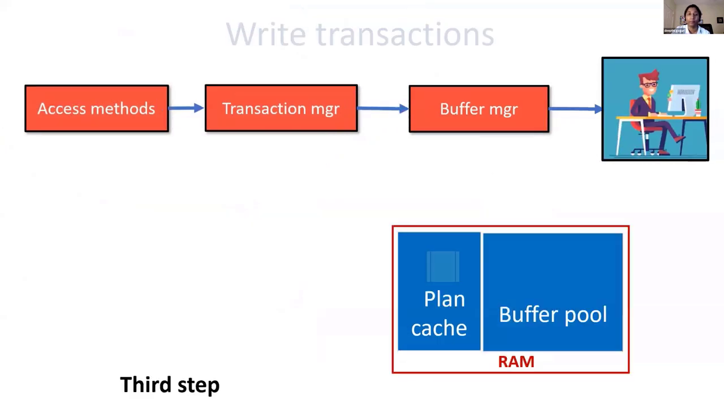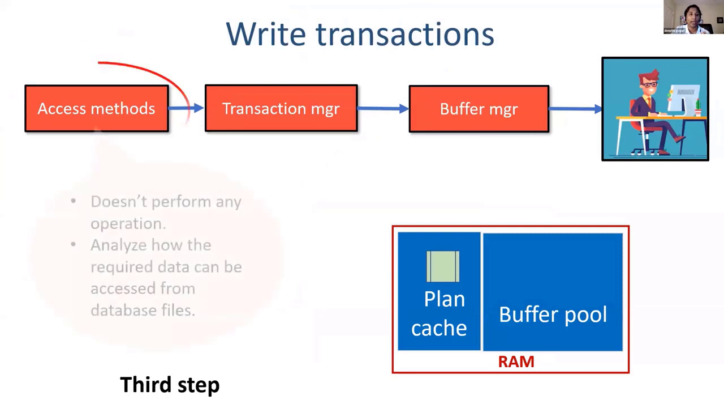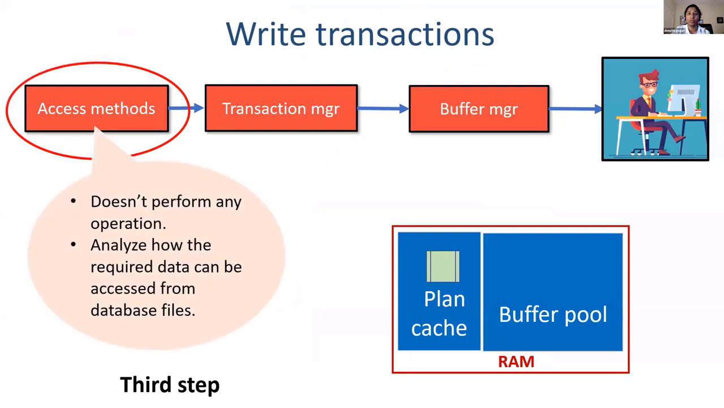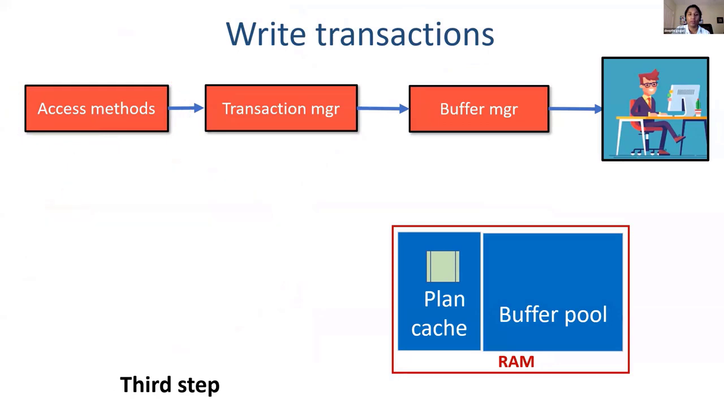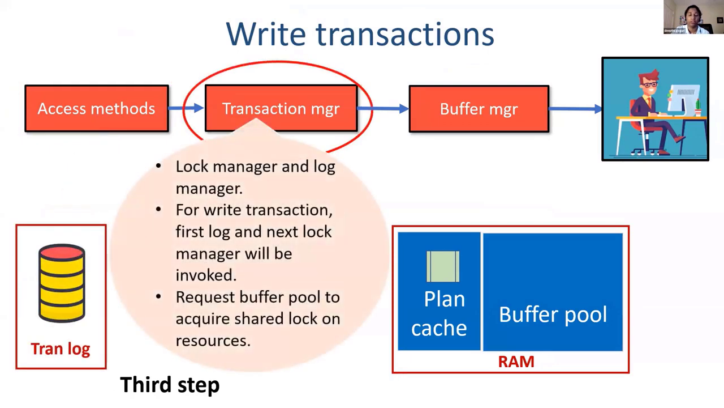Very simple. Now let's see how the write transactions work. As you know, the access methods only analyze how to gather the data from the data pages. The query will go to the transaction manager, and now the difference is here. Both the transaction manager and the log manager will be invoked. First, the log manager will be invoked. Before making any data modifications inside the buffer pool, the transaction will first update all the information in the transaction log, like what is going to be updated.